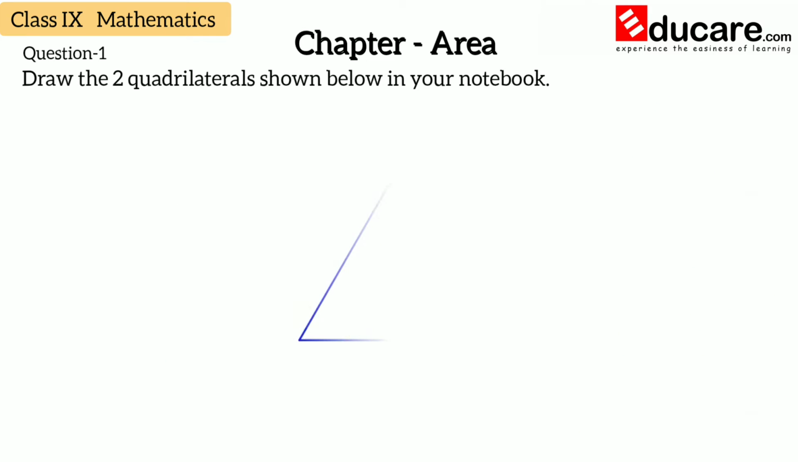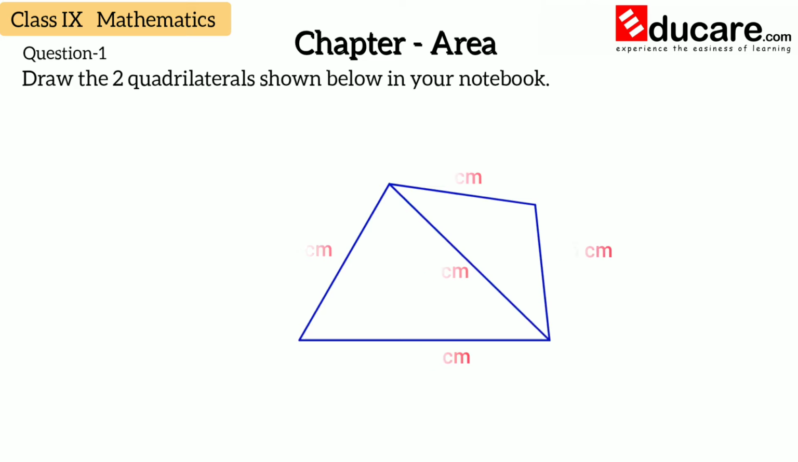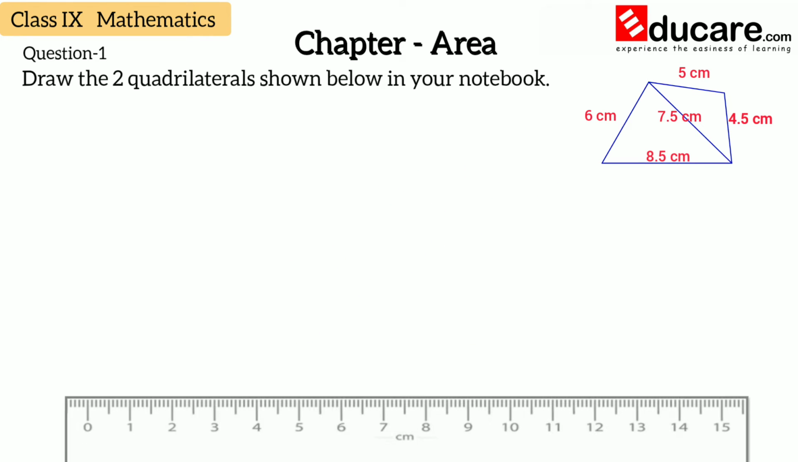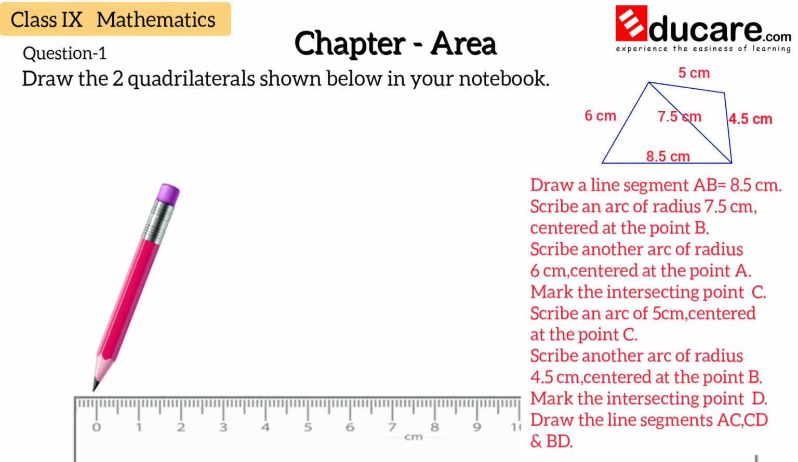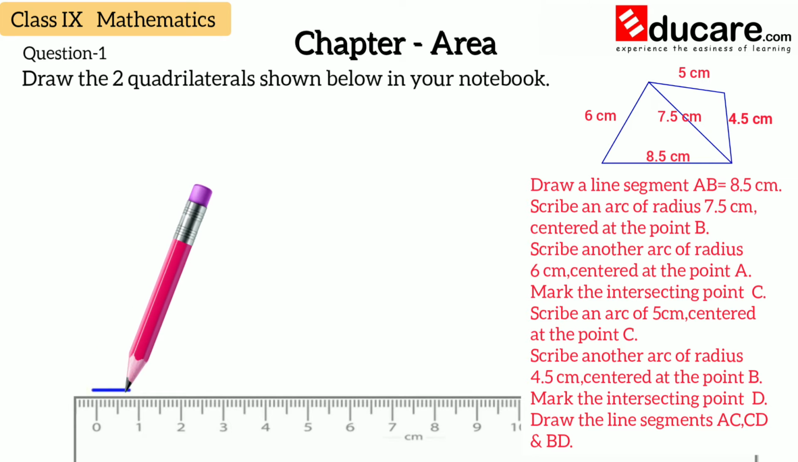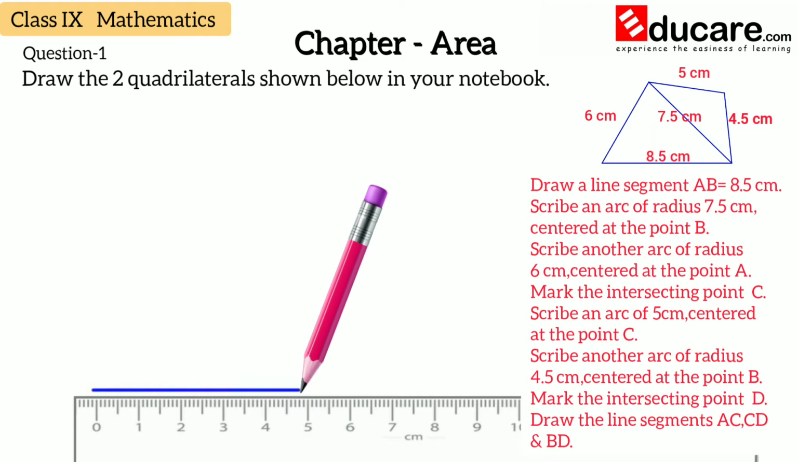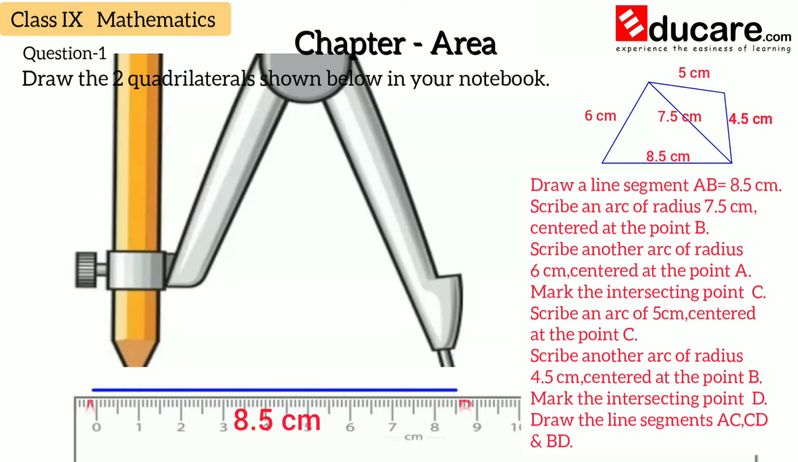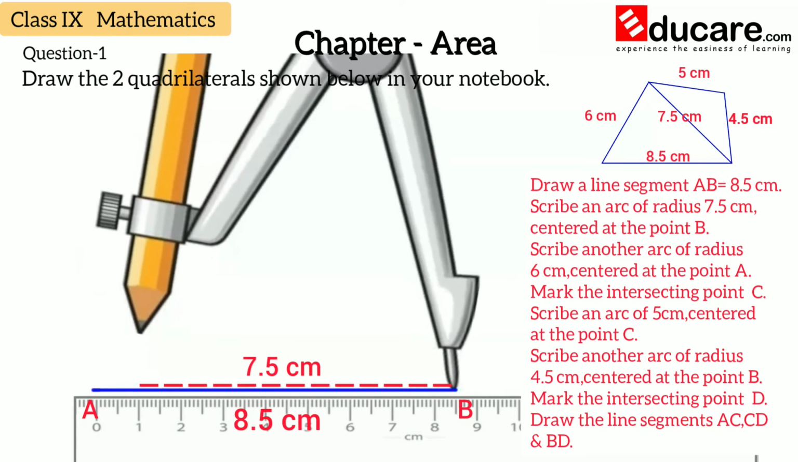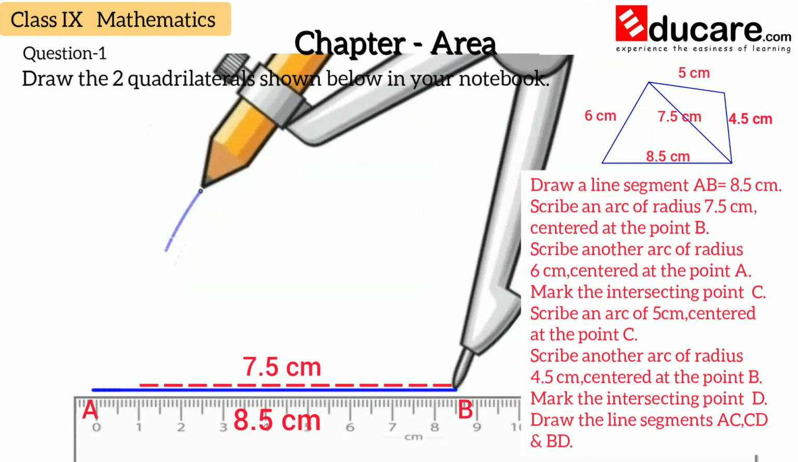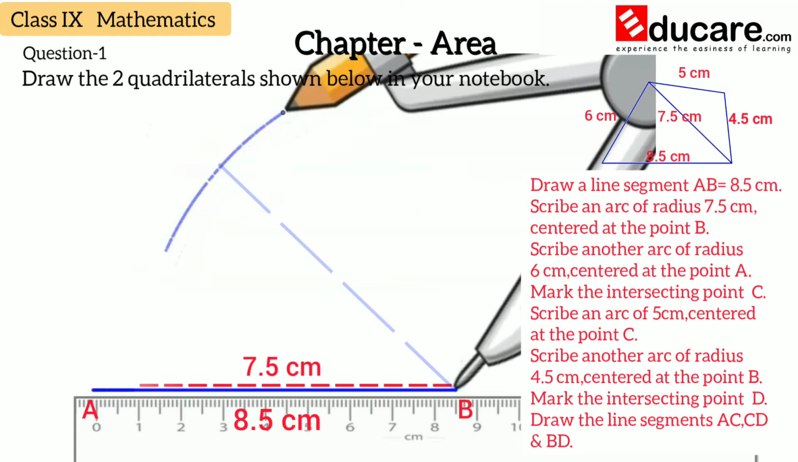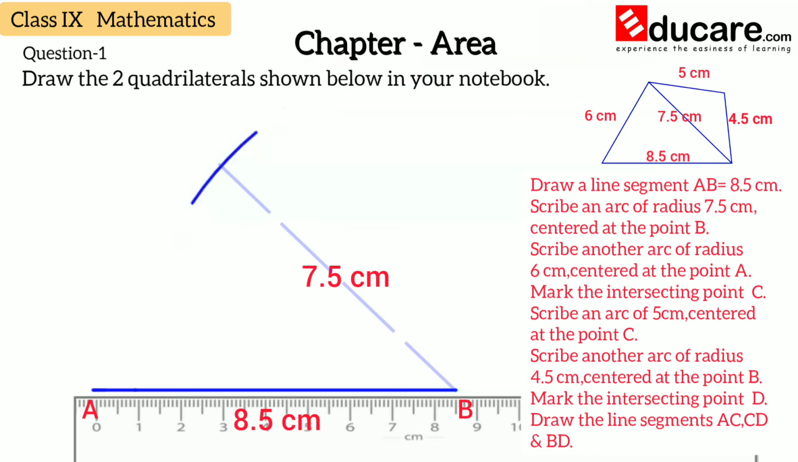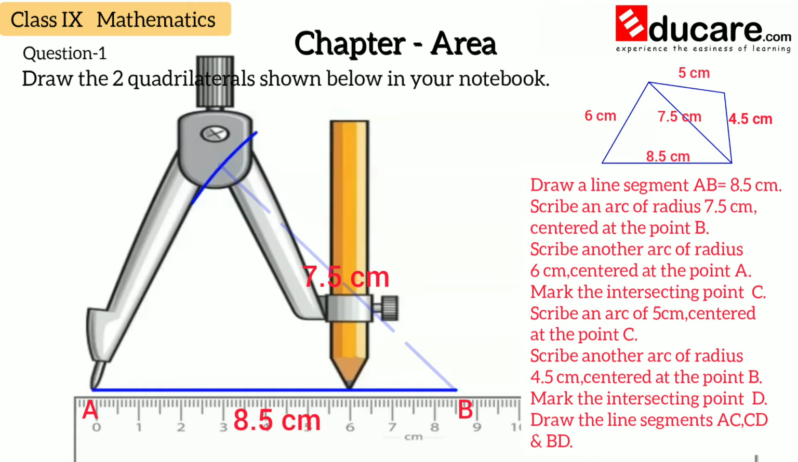Let's move on to the next quadrilateral. Draw a line segment of 8.5 centimeters long. Scribe an arc of radius 7.5 centimeters centered at the point B. Scribe another arc of radius 6 centimeters centered at the point A.